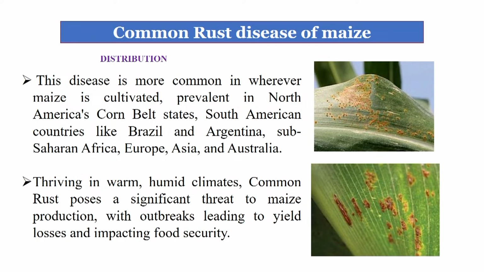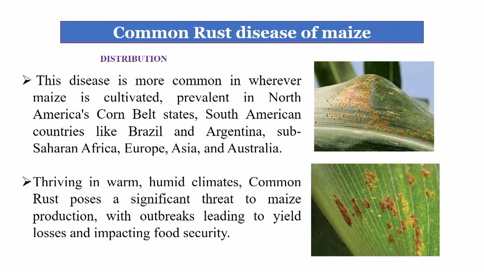Dear learners, the second rust disease of maize is the common rust disease of maize. As I told you, this is the rust of maize. The distribution of maize rust is also important to know, how and where this disease has been reported, because by that you can manage the disease.